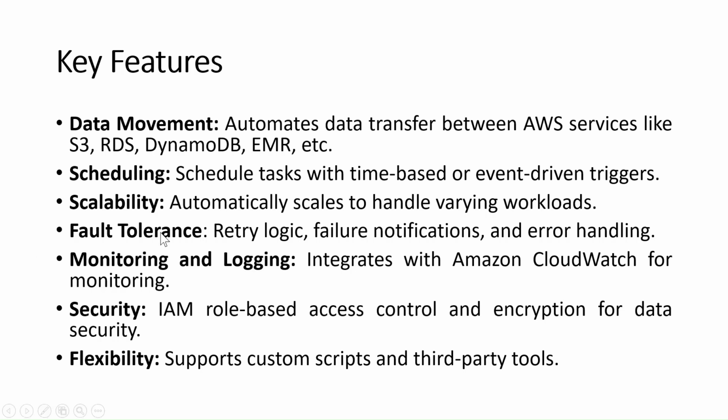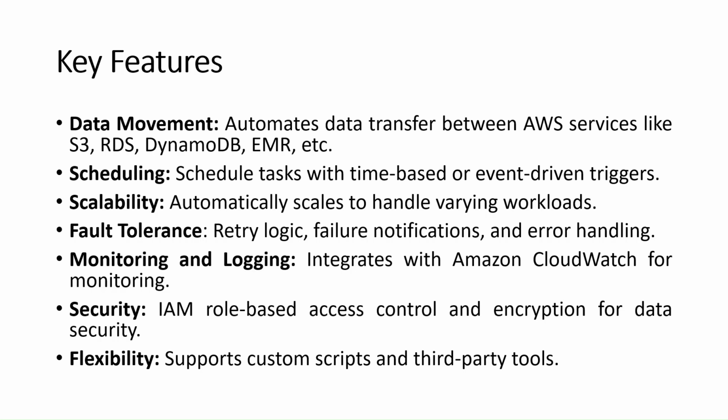And the third one is scalability. It automatically scales to handle any workload. AWS Data Pipeline grows with your workload. Whether you're handling a small amount of data or a massive amount, it will automatically adjust the resources to ensure everything runs smoothly.